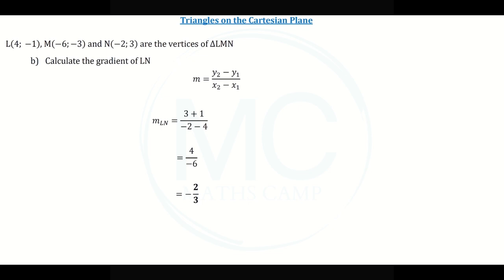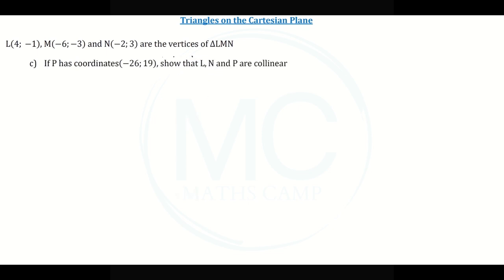And now we can move on to part C. If P has coordinates negative 26 and 19, show that L and P are collinear. From our previous videos, we know that if points are collinear, they lie on the same line and they have the same gradient between them. We have just found the gradient of LN to be negative 2 over 3. So let's make a note of this over here.